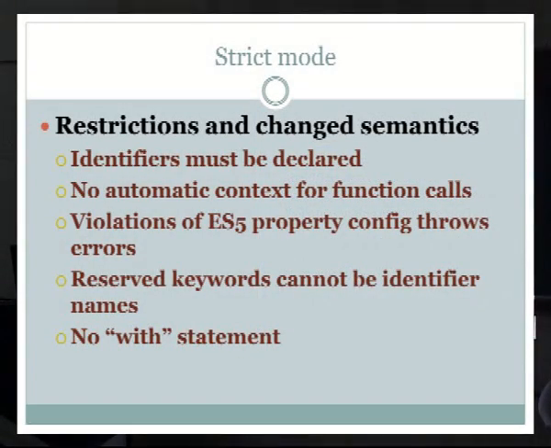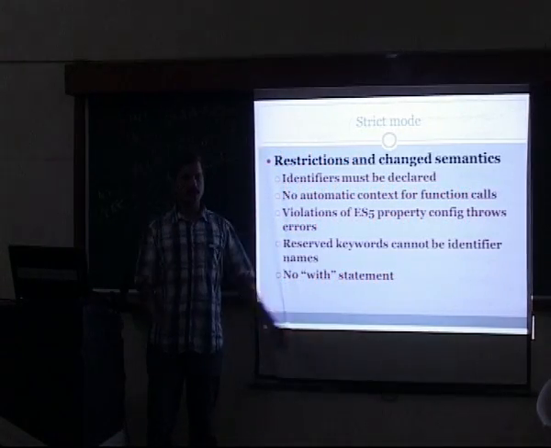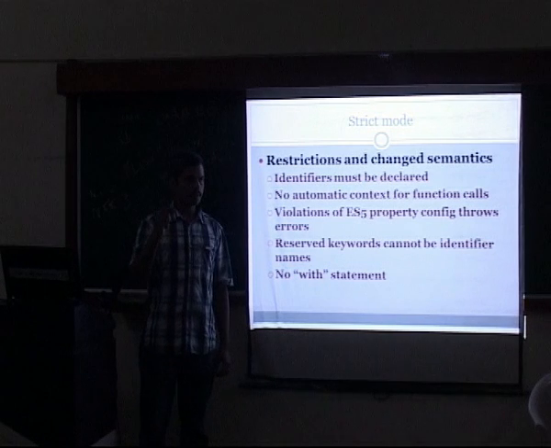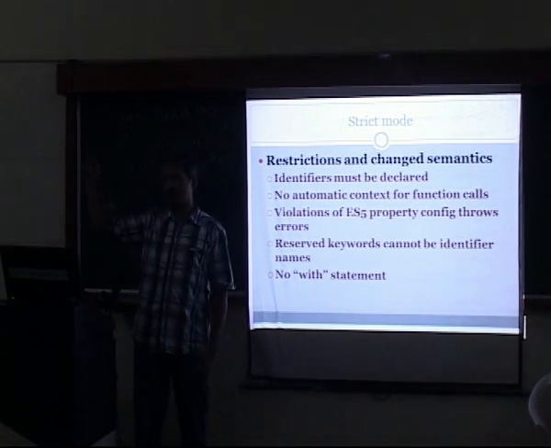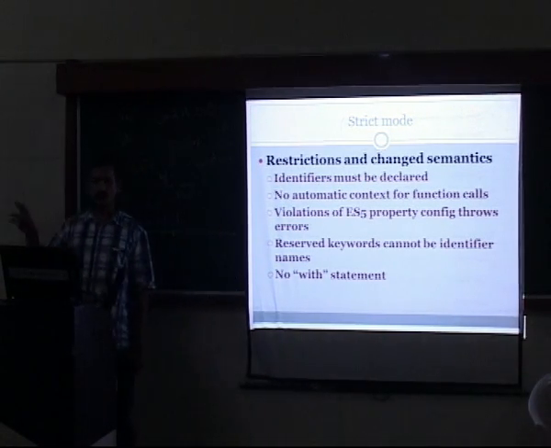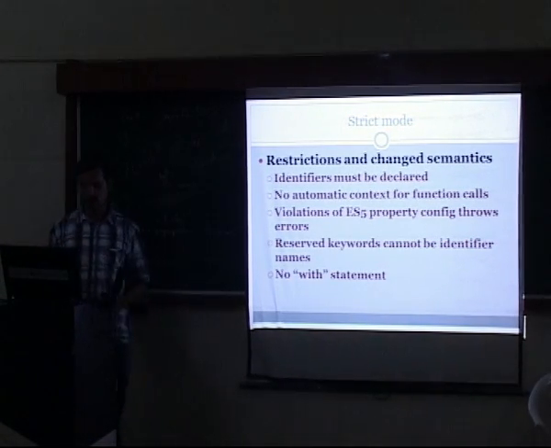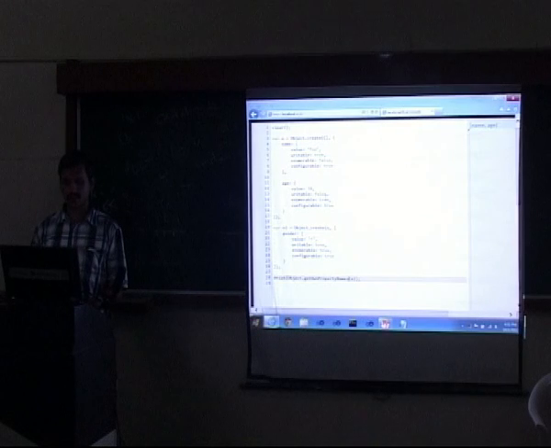These are some of the semantics. The first one itself is worth it. You cannot create a variable without declaring it. You can't simply say name equals value. You have to say var something, declare it, and only then can you assign to it, which is awesome because you cannot accidentally introduce identifiers into global scope. So that's what you might have seen.